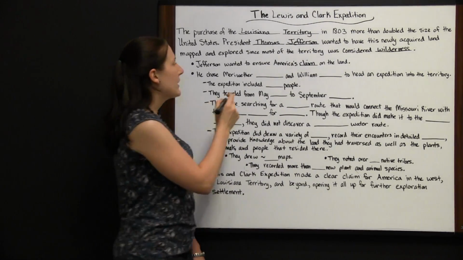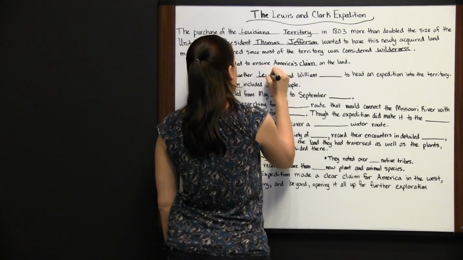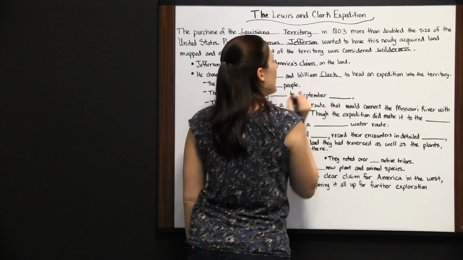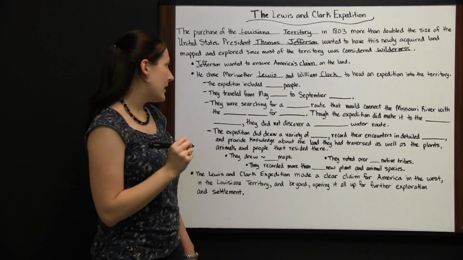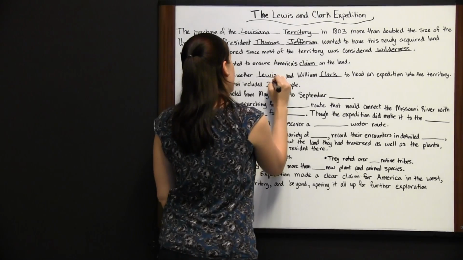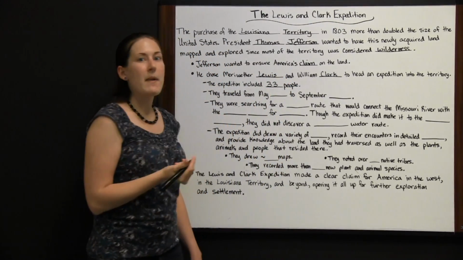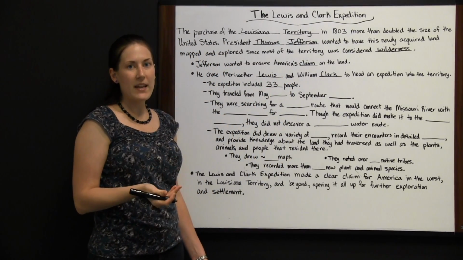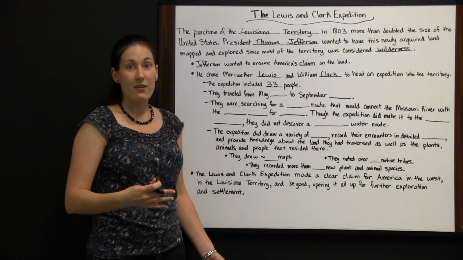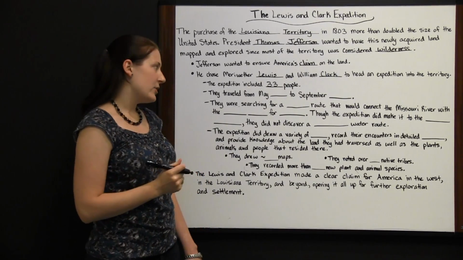He chose Meriwether Lewis and William Clark to head an expedition into the territory. The expedition included 33 people, and all but one of them made it back. The only one who didn't make it back died of appendicitis. He did not die from anything on the expedition.